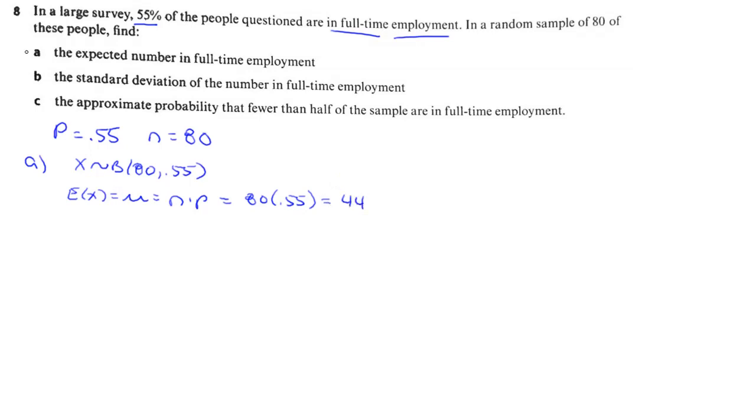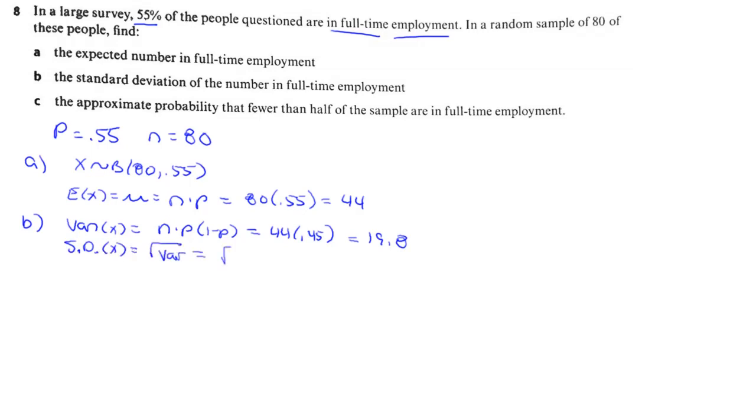44. And then the standard deviation, well, the variance of x, that's going to be n times p times 1 minus p, or 44 times 0.45, which is going to be 19.8. Now the standard deviation is going to be the square root of the variance. So the standard deviation is going to be the square root of 19.8, or 4 point something, which is going to round to 4.45.